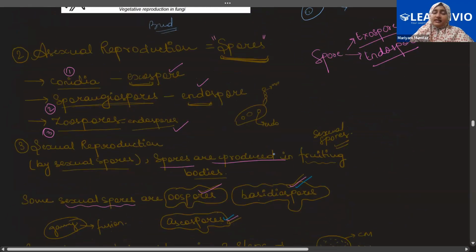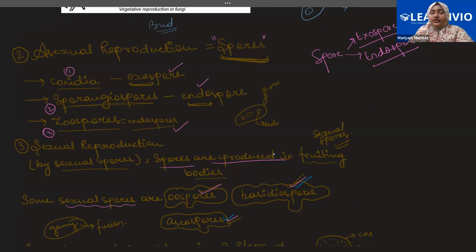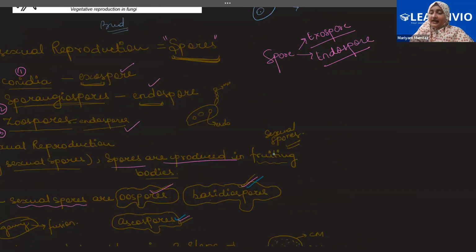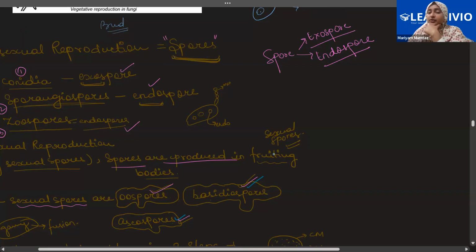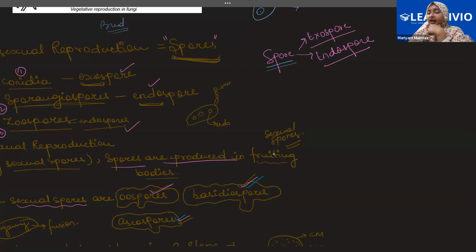Now talking about asexual reproduction. Asexual reproduction in their case happens with the help of spores. They use spores for reproduction. These spores are asexual spores. Spores can be of two types depending upon whether they are formed on the body or in the body. If the spores are formed inside the fruiting body, they are known as endospores. And if they are formed outside, then that is exospores. So spores can be of two types.